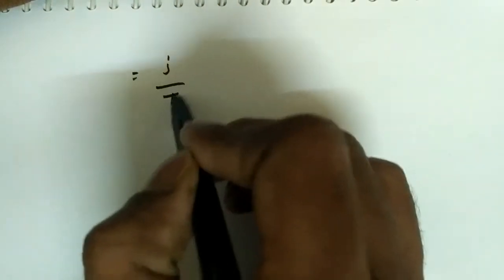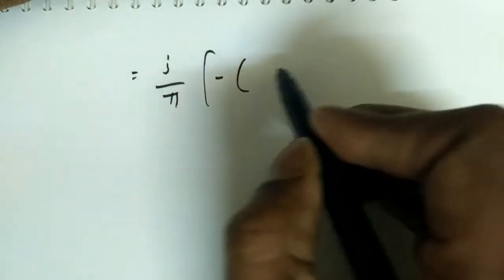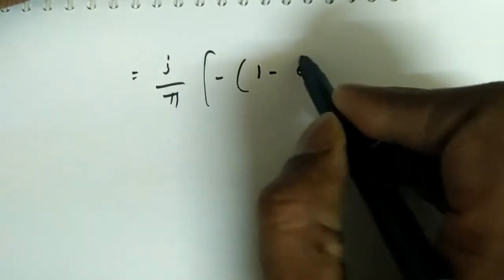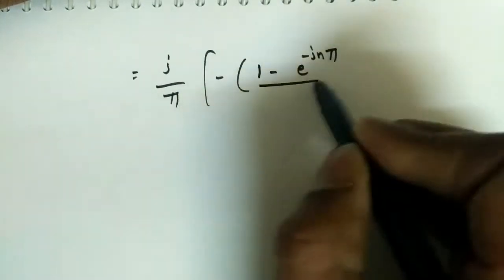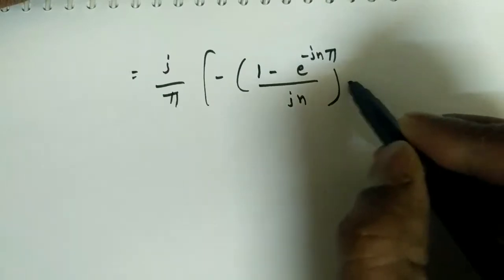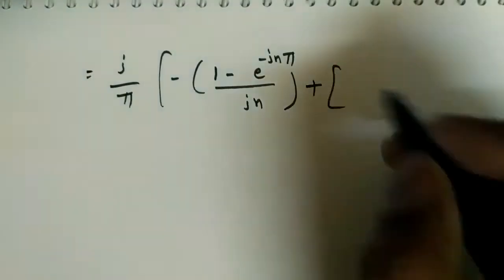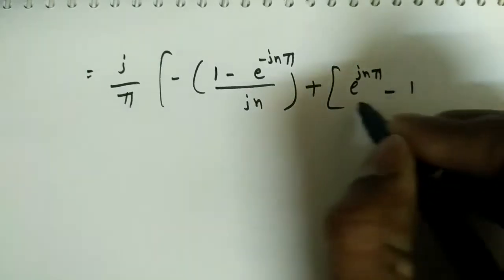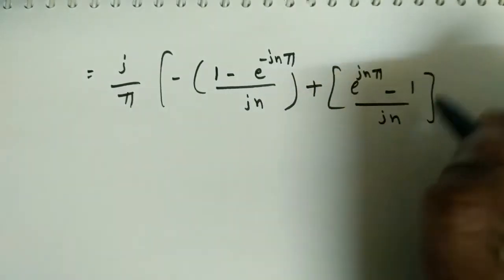j by pi, and here minus will be there. So first we need to substitute minus to 0. That means 1 minus e power minus j n pi by jn plus, first we need to substitute pi, so it will become e power jn pi minus 1 by jn. e power 0 means 1, right?